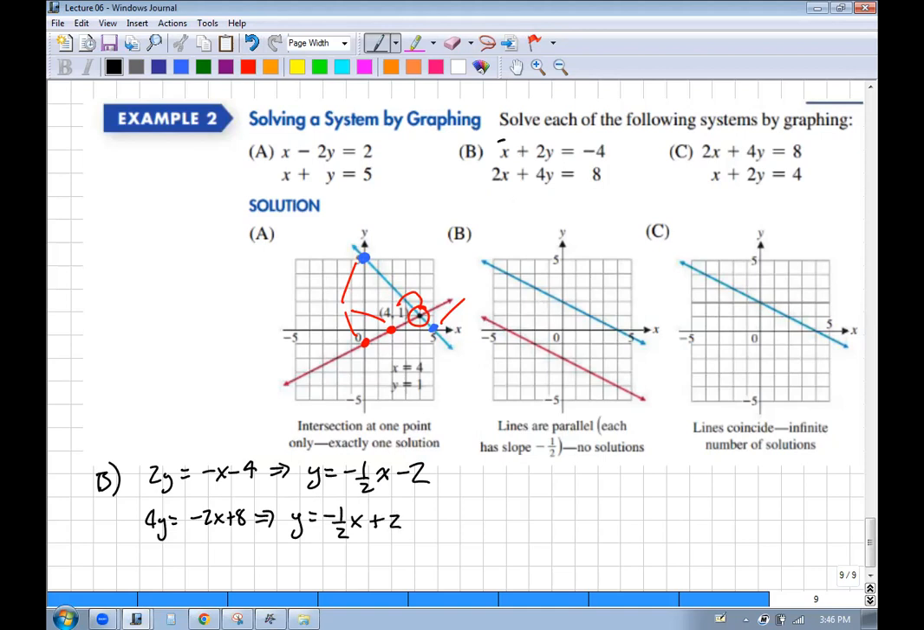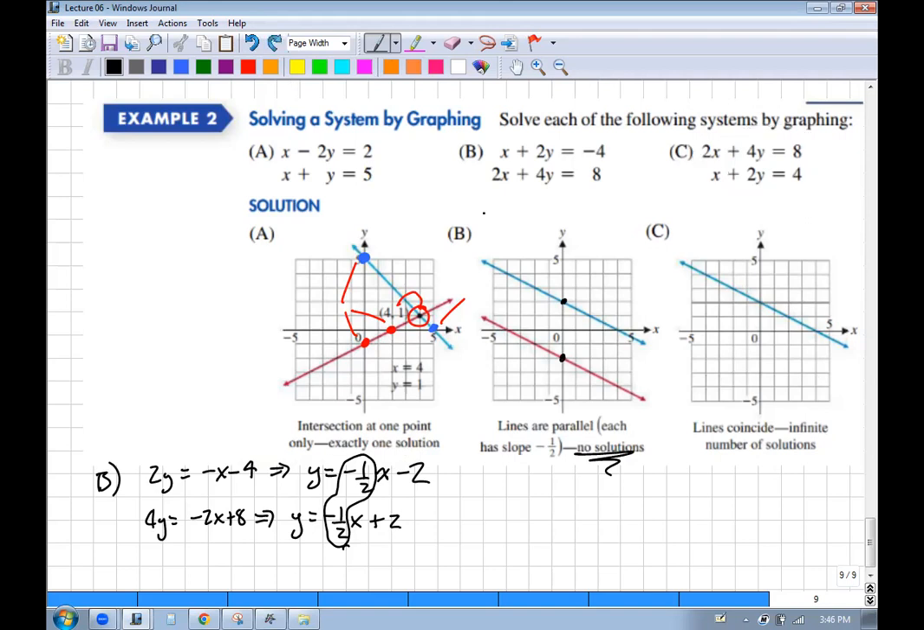So for these, look at their slopes. They have the same slope. They're both going downhill at the same rate, a slope of negative 1/2. They have different intercepts. One's at +2 and the other one's at -2, but they have the same slopes. So there is no solution, right? There's nowhere that these lines intersect.